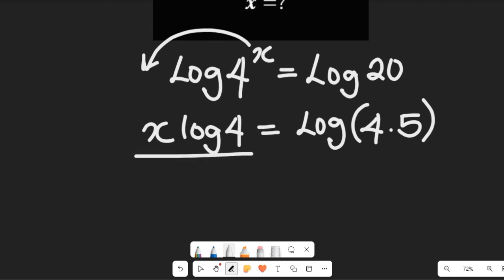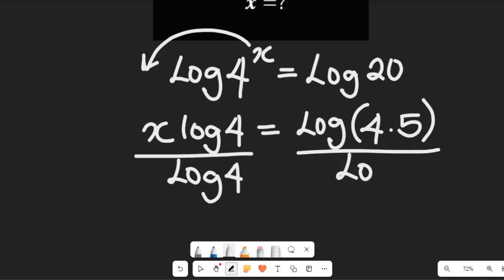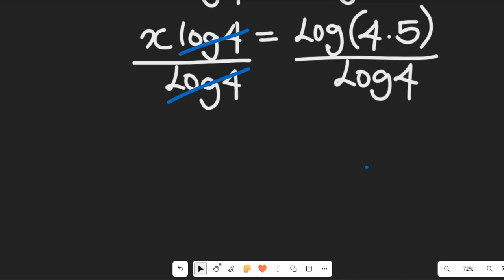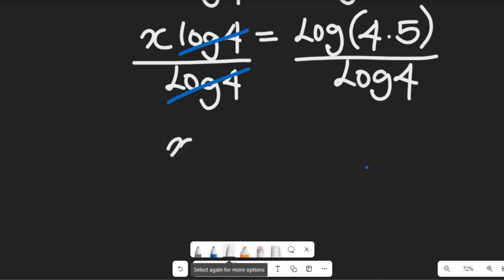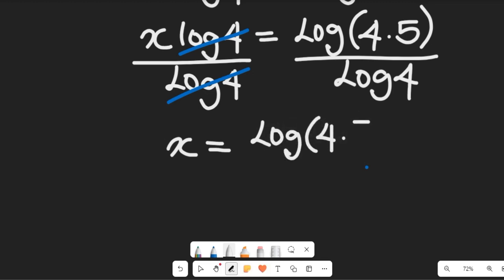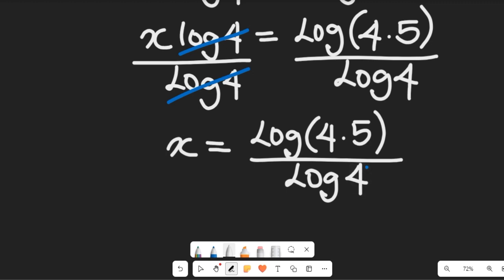So if I divide both sides by log of 4, I can simply have x on the left hand side, and that will simplify the expression. While log of 4 cancels out log of 4, in my next step, I'll find out that my x will be equal to the log of 4 multiplied by 5, divided by the log of 4, and that will be the value of x.